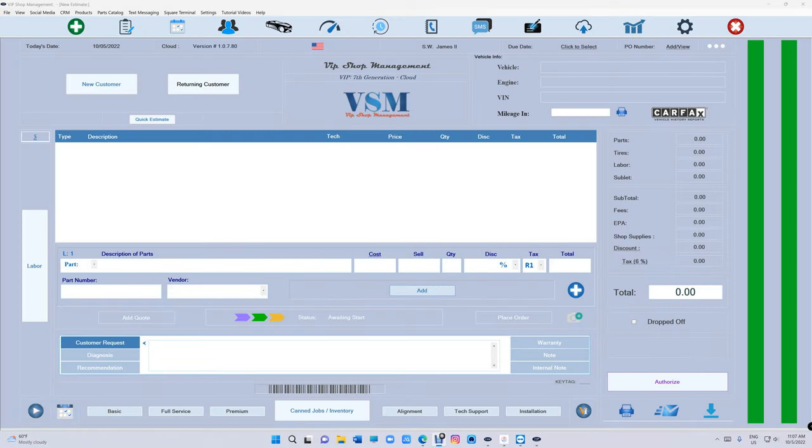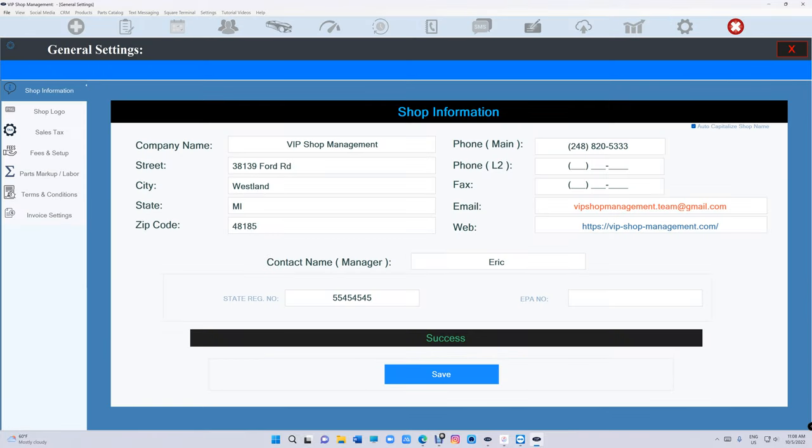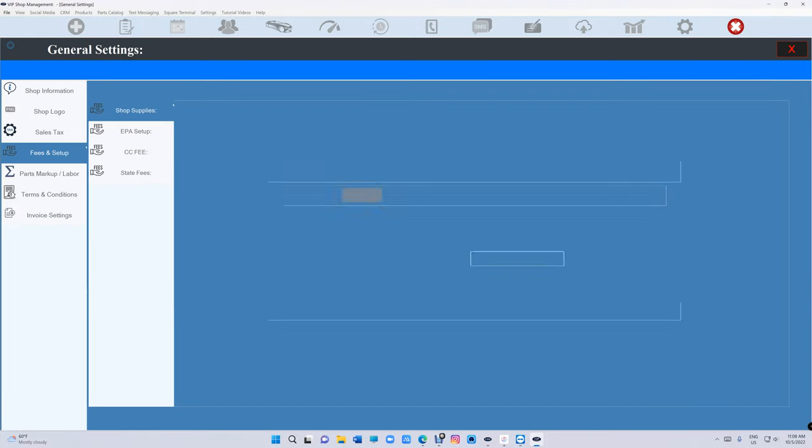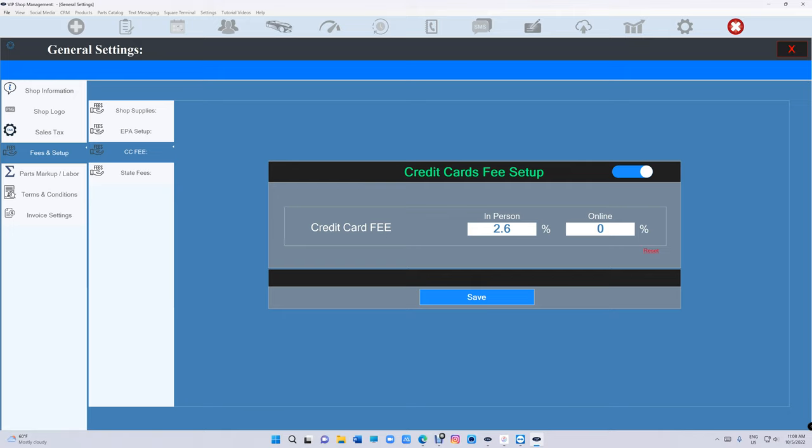Now today I want to talk about credit card fees. There's online and in person, and they're completely different, and because of that, usually online is more than in person. So what I did for you, I gave you the option now to have two credit card fees. So you can have in person right there, make sure you set up your online.